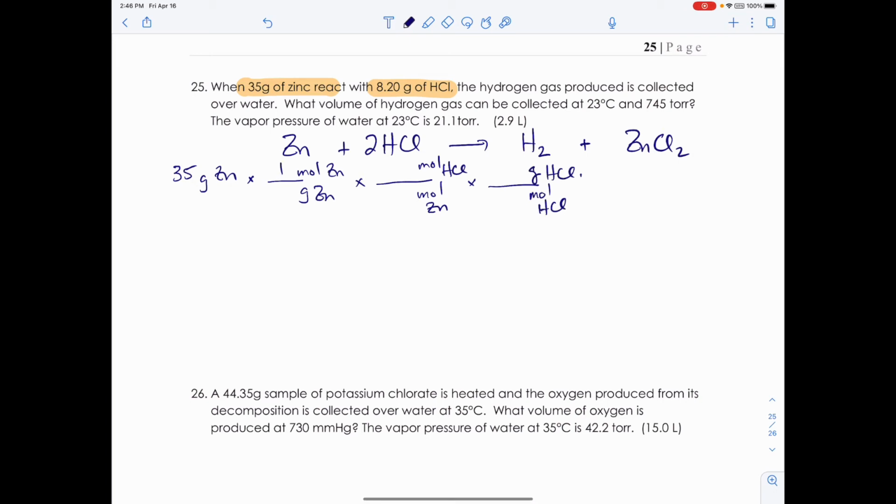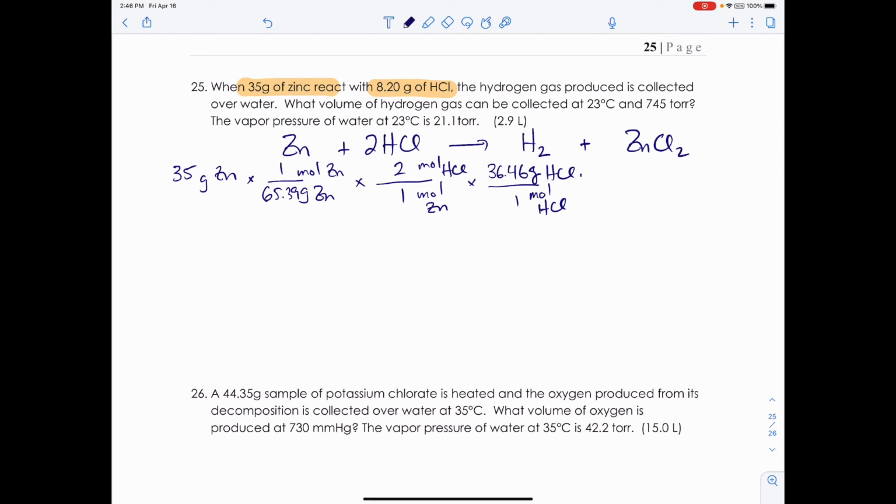The molar mass of zinc, 65.39 grams. From the balanced equation, 2 moles of acid for 1 mole of zinc. And then the molar mass of the acid, 1.01 plus 35.45, 36.46 grams is the molar mass of the acid.